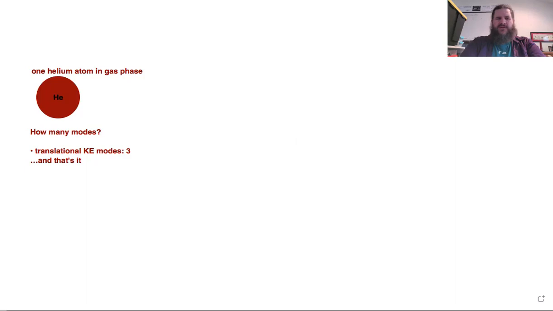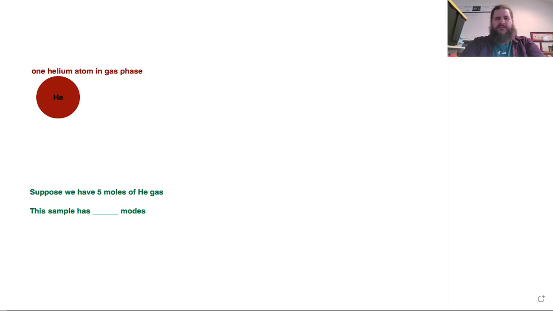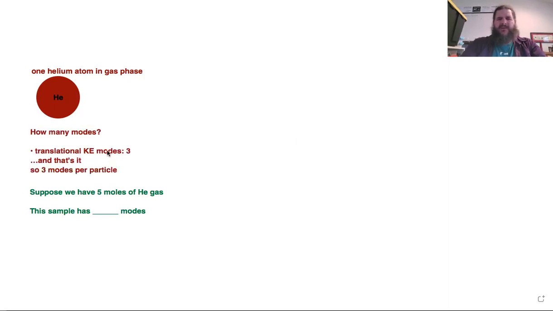If we wanted to know how many modes this sample has? First of all, Avogadro's number, right? We know the number of modes for one particle, that's just 3 modes per particle, multiplied by Avogadro's number. That'll get us the total number of modes in 1 mole, but how many moles do we have?